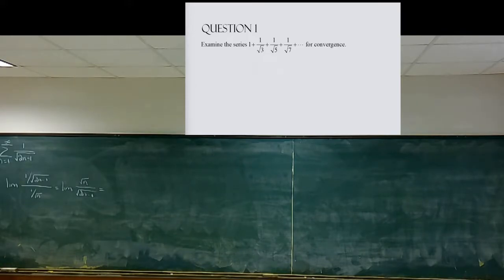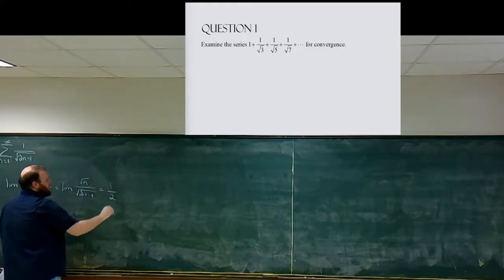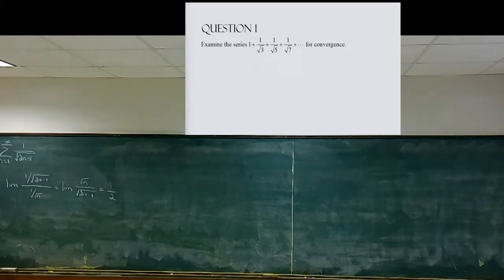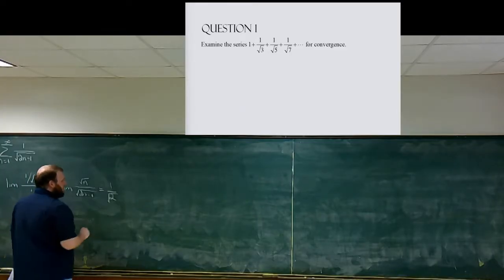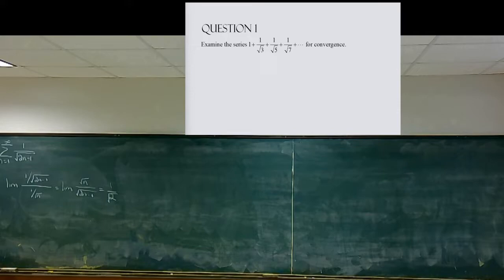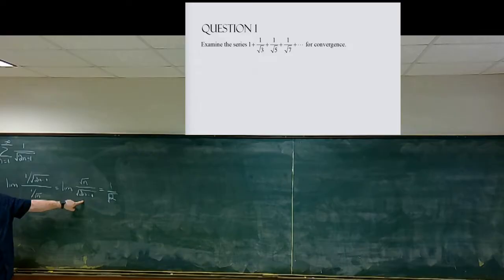Making this tougher than it needs to be. Is it 1? One half. And how do we get that? I'm sorry, not one half. 1 over root 2. So two ways you can do it. Just look at the coefficients. This is n to the 1 half, n to the 1 half. It's 1 over root 2 coefficients.